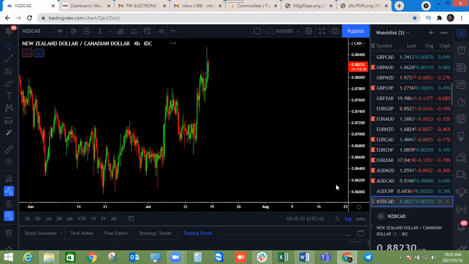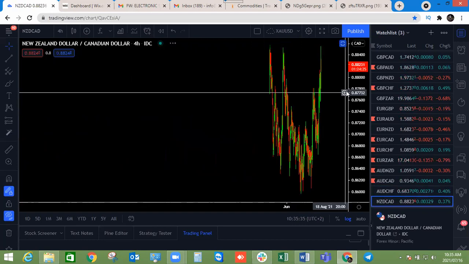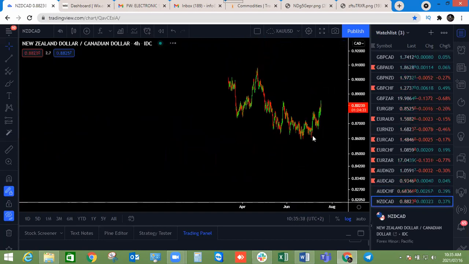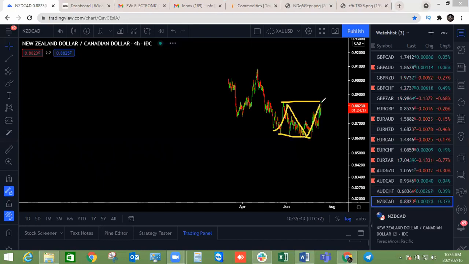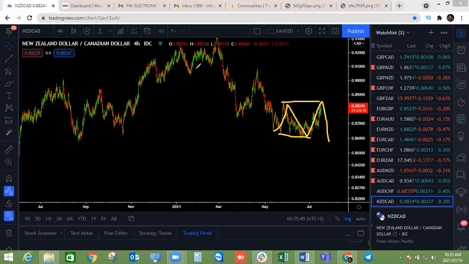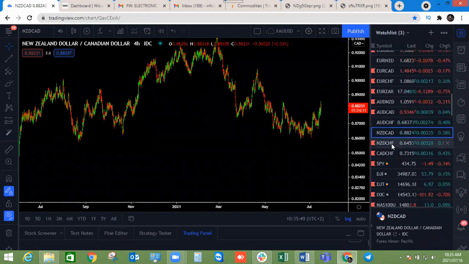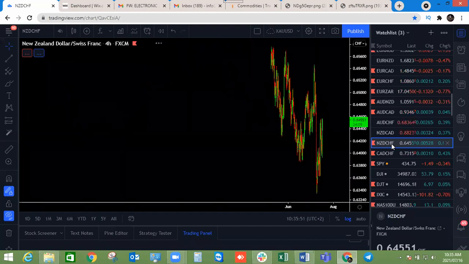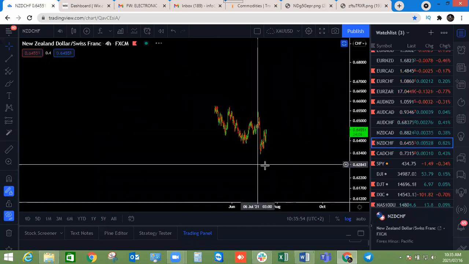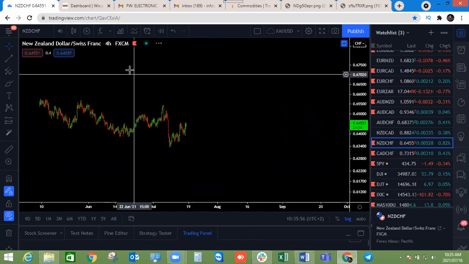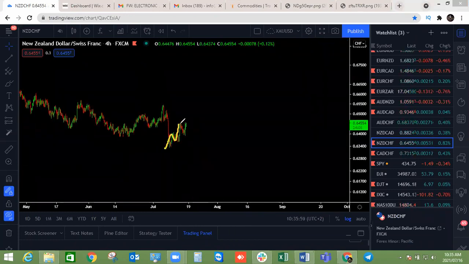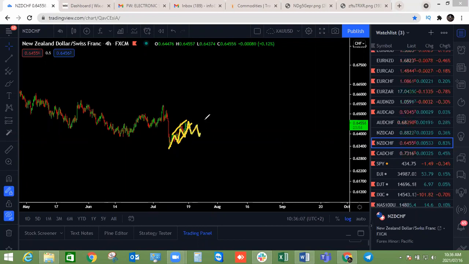New Zealand CAD. Eventually it tested that level that we wanted to see. Will this now be a three-wave structure and we start seeing downside? We wait for confirmation there. New Zealand Chief. Invalidated this as a three-wave structure. So it looks like we're starting a small leading diagonal here. If it's a leading diagonal, 1, 2, 3, 4, 5, pullback, 1, 2, 3, 4, 5. 3 waves.